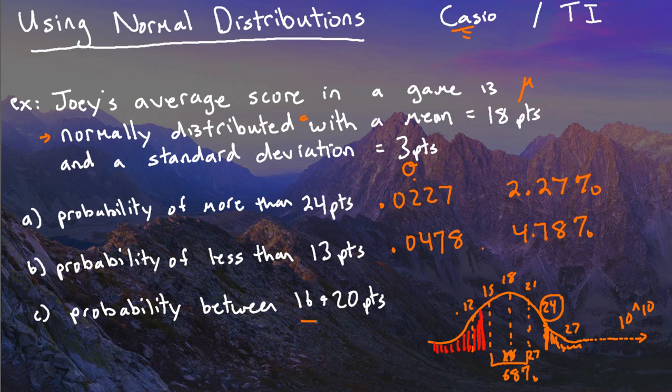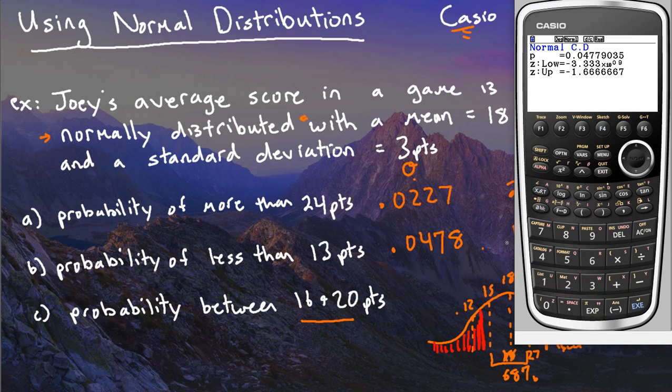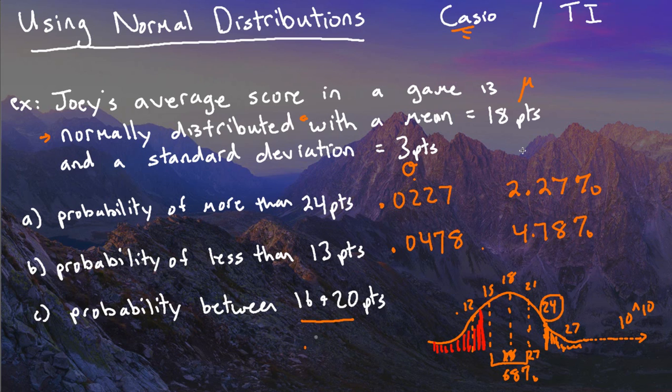Now in this one, we want the probability between 16 and 20. So if we take a look right here, that makes it easy to put in our lower and upper bound. We want between 16 and 20. Okay, and 49.5% chance. So 49.5% chance that he scores between 16 and 20 points.